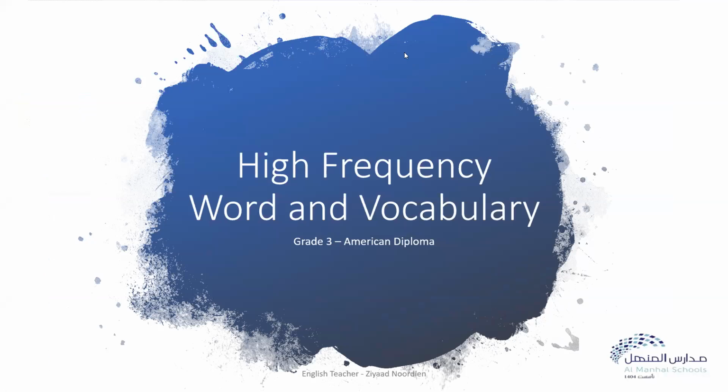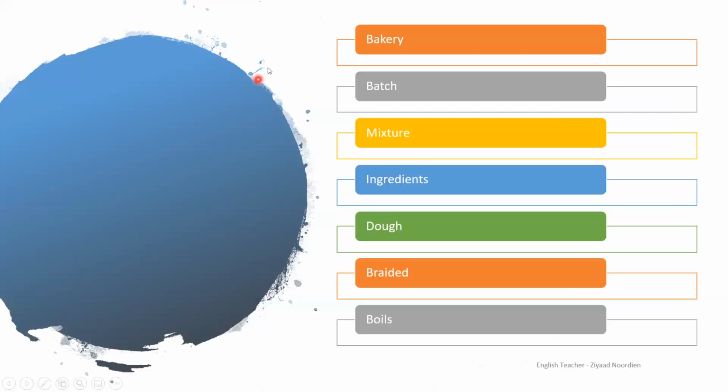So our high frequency words that we are going to tackle this week, there are 7 of them. So the 7 words that we are going to tackle are as follows. It starts with bakery, then we have batch, mixture, ingredients, dough, braided, and boils. So these are all of the high frequency words that you'll find throughout your story, and which are also highlighted, which we will highlight in our lesson, or we will have highlighted that. And these high frequency words can also be found on page 352 of your Readers and Writers Notebook.